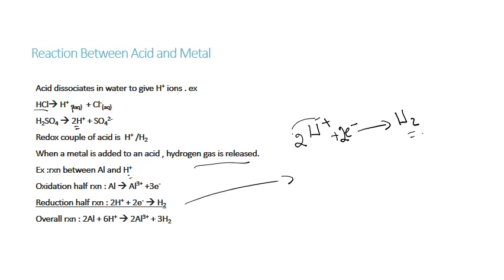This is the equation. By adding the two equations, we can notice that the number of electrons is 3 here and 2 here, so they are not equal. To make them equal, we should multiply the first equation of aluminium by 2 and the second equation by 3, so we get 6 electrons. Before adding them, we multiply the aluminium equation by 2 and the reduction half reaction by 3, so the overall equation will be as follows.